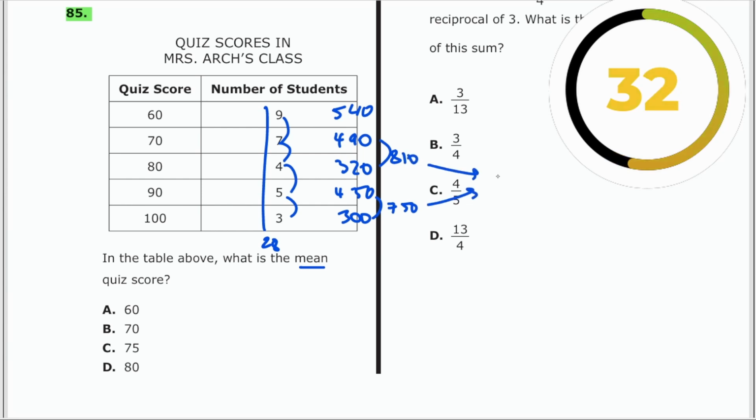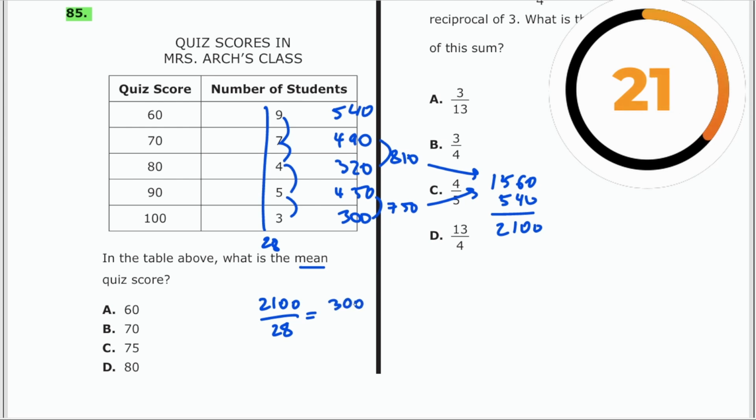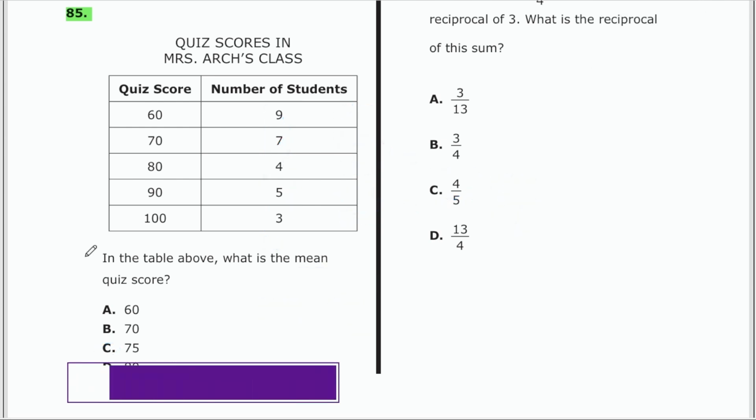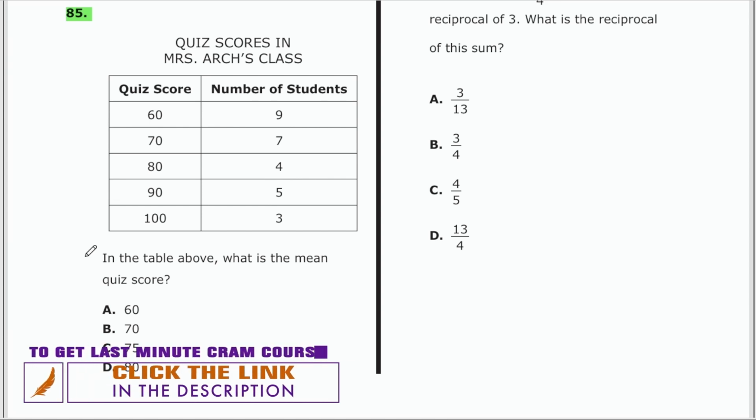These two are 1560, plus 540, so it's 2100. So 2100 over 28, divided by 7, that's 300 over 4, and the answer is C. How was I able to do this problem so fast?